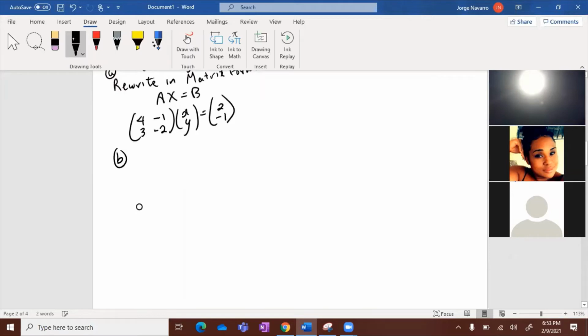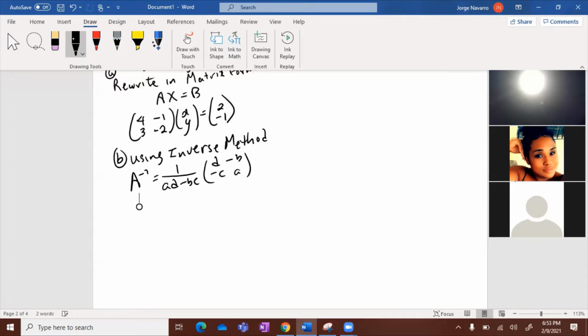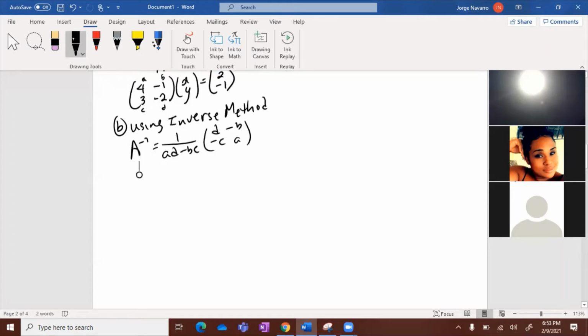And for B, we always say using the inverse method. So we say A to the -1 is 1 over AD minus BC times [D, negative B; negative C, A]. So this is A, this is B, that is C, and that is D. So we're going to be applying that.